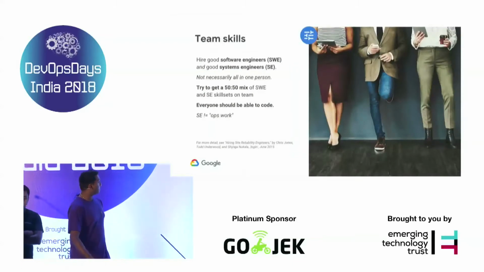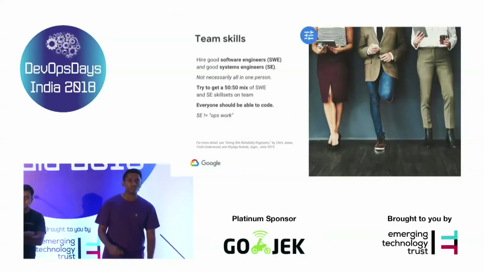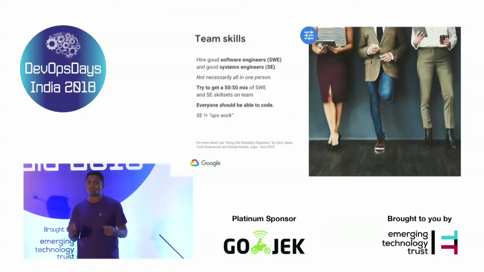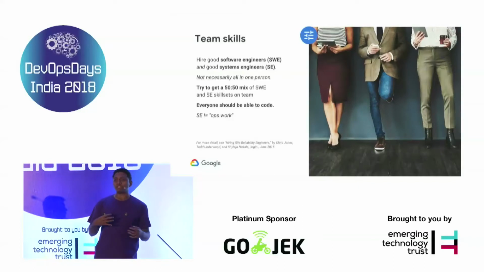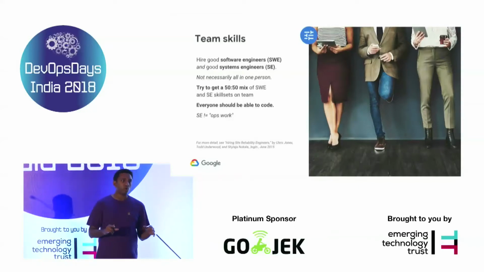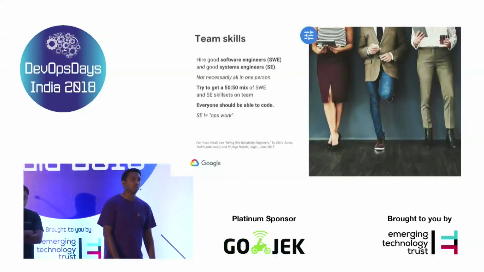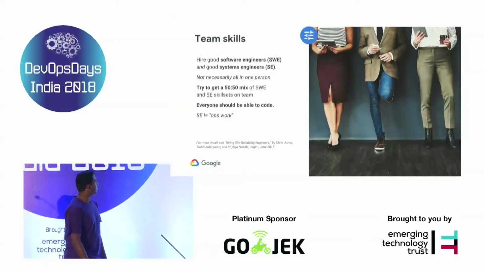When it comes to team skills, I mentioned it before, we're 50% SWE, 50% systems engineer. We really, really like this sort of mix. We have expertise from both sides. But to ensure that we balance the project work, everyone needs to be able to write code. You need to be able to build those automation tools.